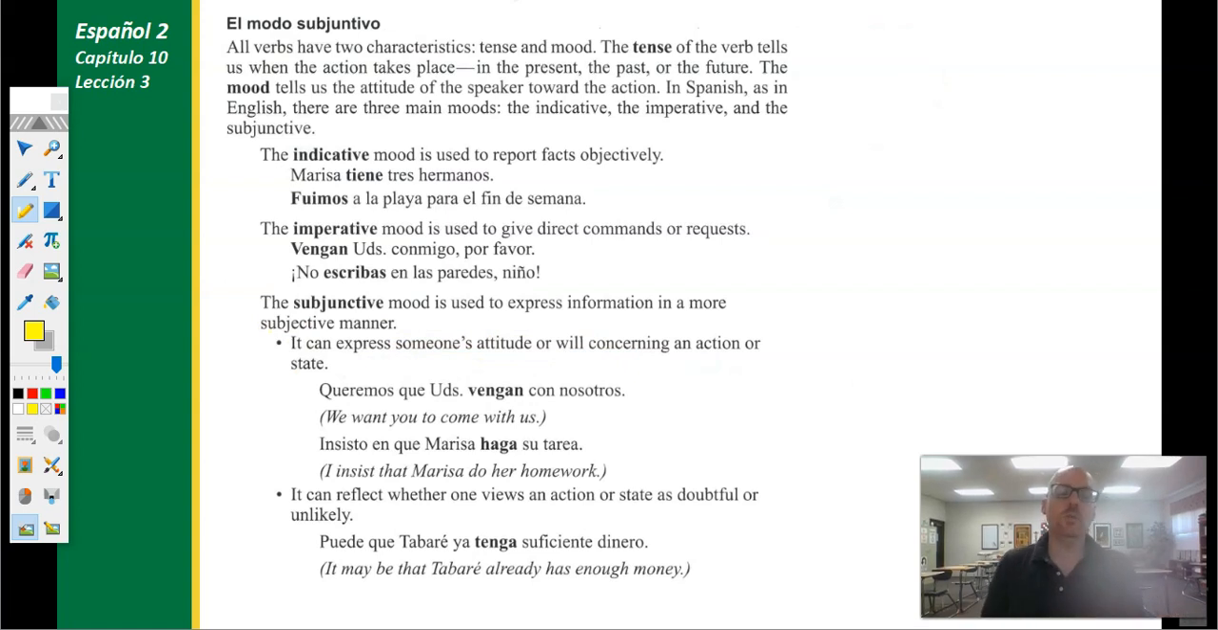So today's new material will be el modo subjuntivo, the subjunctive mood. And in your English classes, you've talked about the subjunctive mood. And so, of course, we talk about it in Spanish as well. There are 3 moods in Spanish, just like in English.